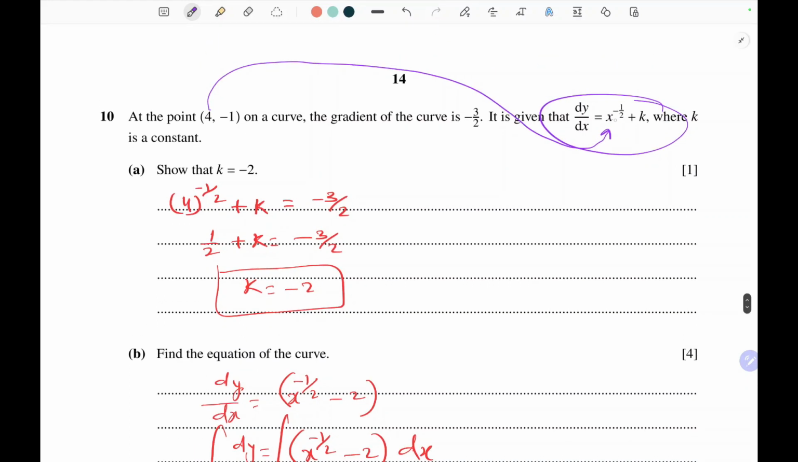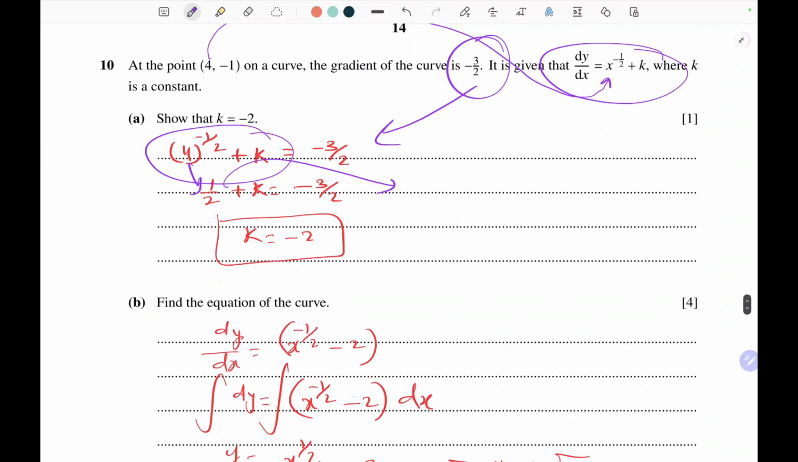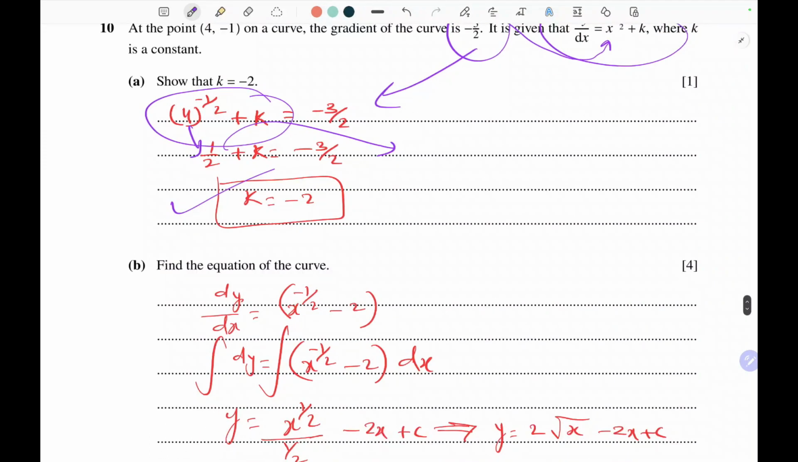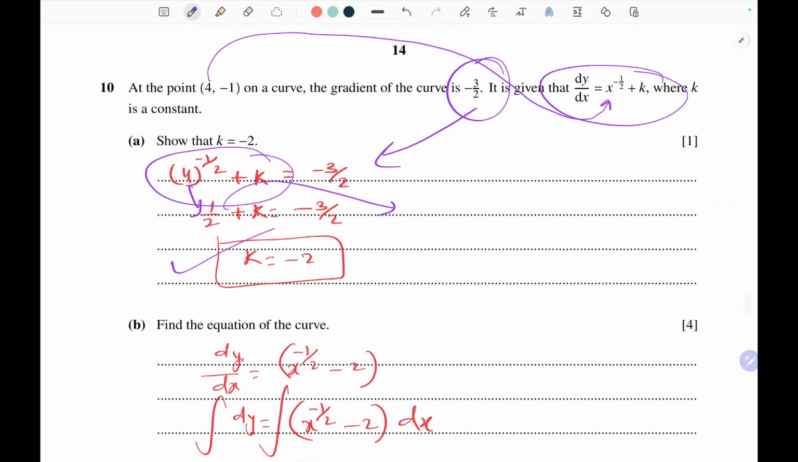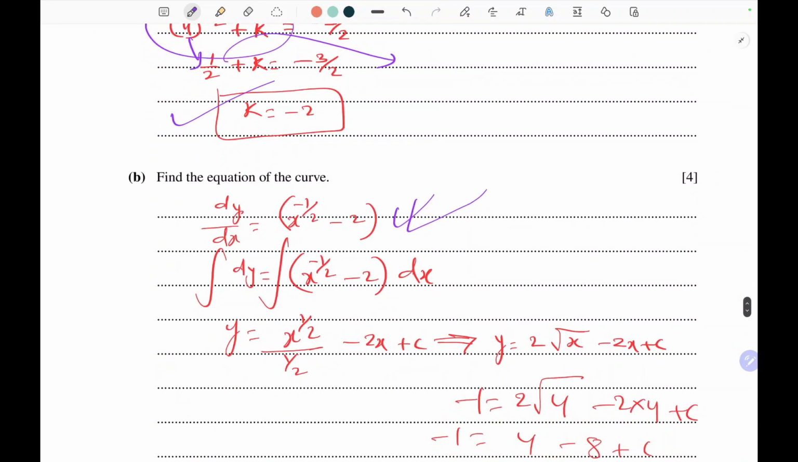So 4 to the power minus half plus k, that's your gradient, and the gradient is given to you as minus 3 by 2. So this is 1 over 2, just use the calculator. 1 over 2 plus k equals minus 3 by 2, shift half there. So k is minus 3 by 2 minus half, which is minus 2. Now for the equation of the curve, dy/dx is x to the power minus half plus k, where k is minus 2. So I got dy/dx.